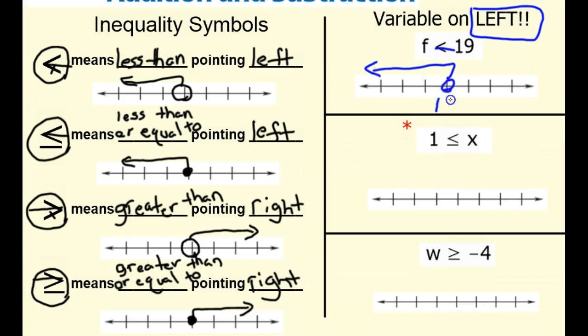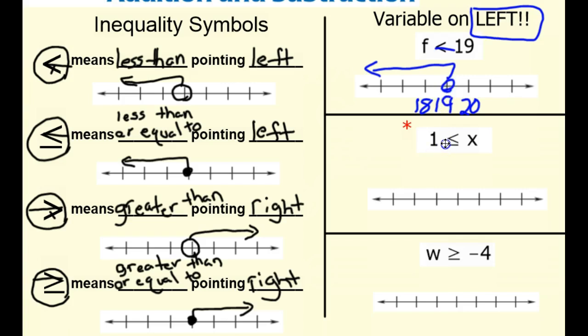Now we label that 19, and we can label either side whatever comes before and after 19, so 18 and 20. Now what this arrow says is that anything that is less than 19 would equal f. So you could put whatever you wanted in for this f, as long as it's less than 19. This open circle means it cannot be 19. That's why we have an open circle there.